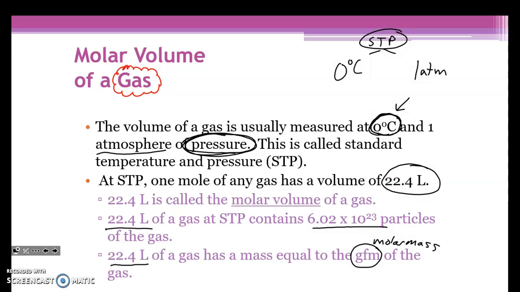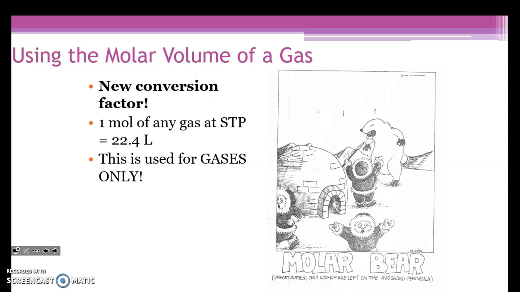So everything's connected here: 22.4, 6.02, and molar mass. So this is our new conversion factor. For every 1 mole, specifically of a gas, we're going to have 22.4 liters of that gas, whatever it may be.